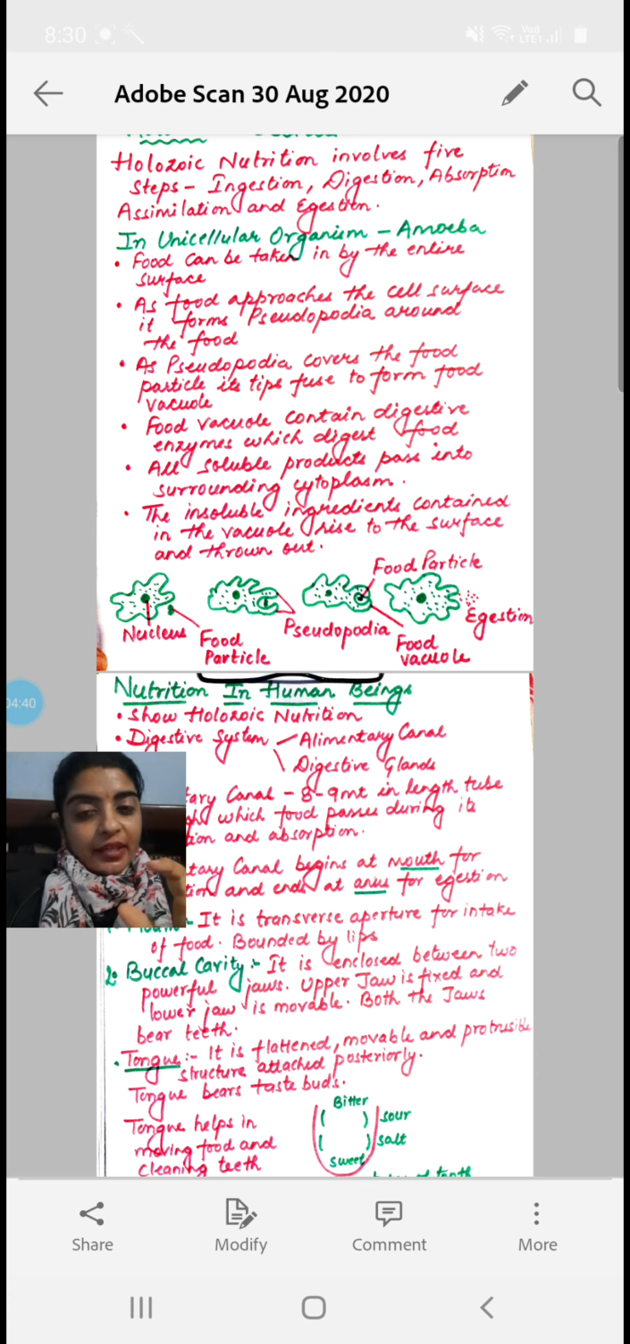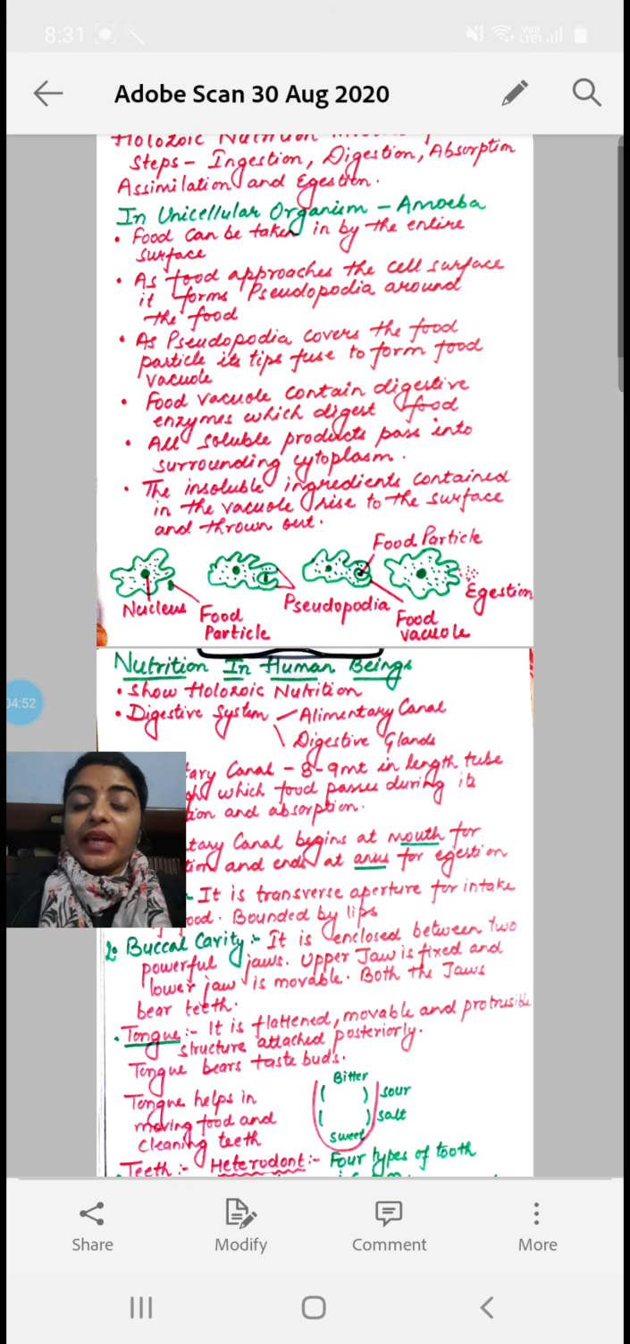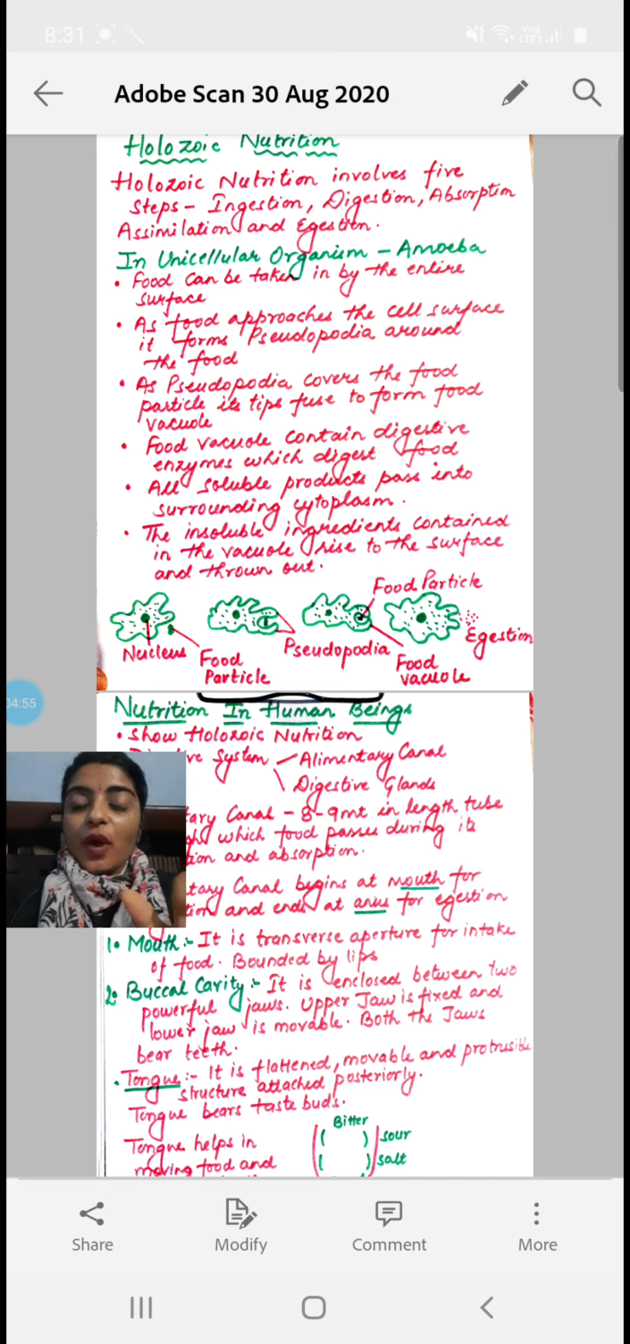A diagram is also asked from here: describe the holozoic nutrition in amoeba. So you have to draw the diagram that is given in your book, along with the complete labeling, and you have to describe the various steps in the amoeba. Clear? You have to remember the important terms like pseudopodia, food vacuole, and the function of the food vacuole. All these terms are very important in this part.